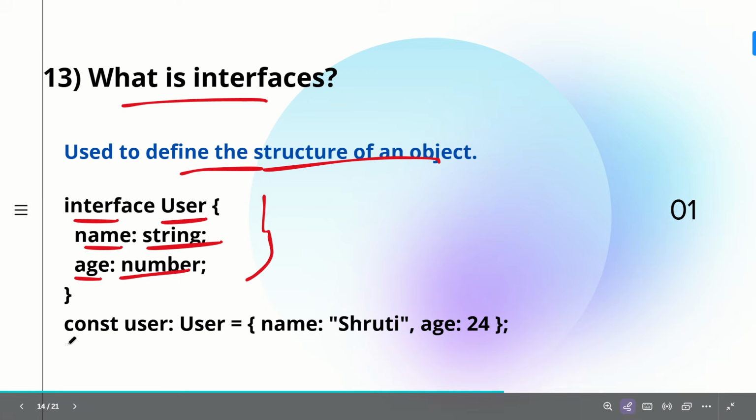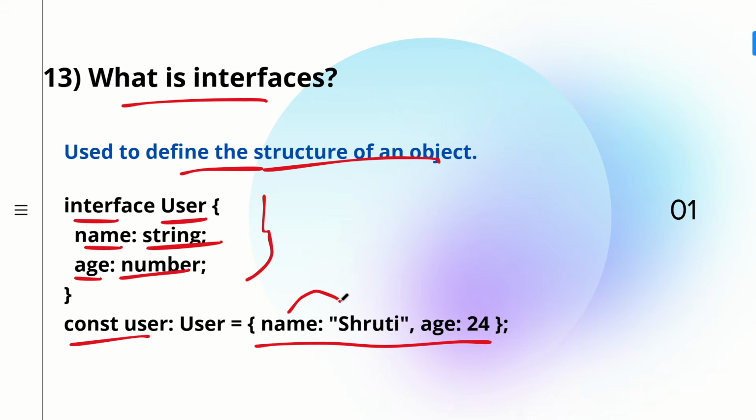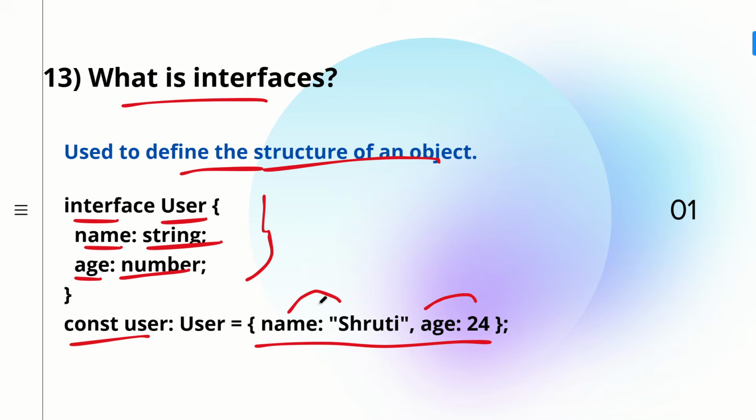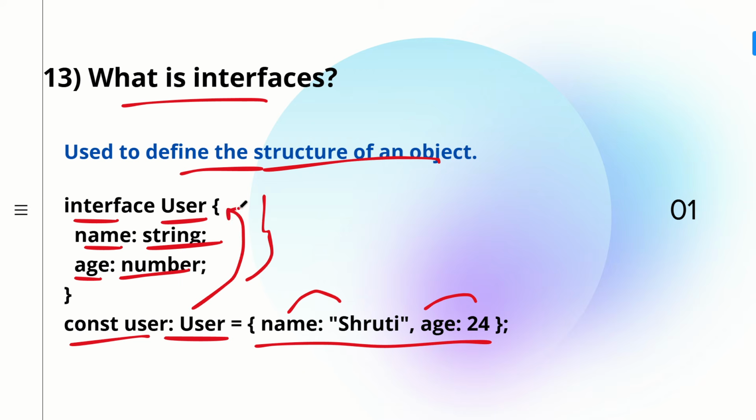And how do we use this? Is our normal object const user, and these are our properties like key value pairs, that name is going to have Shruti and age is going to have 24. But what will be the type? How do we make it statically typed? So we have to write user. So this is going to point to interface user, which means that first property will be name and it is going to have value string, and second property will be age and it is going to have value number. This is called as interface.